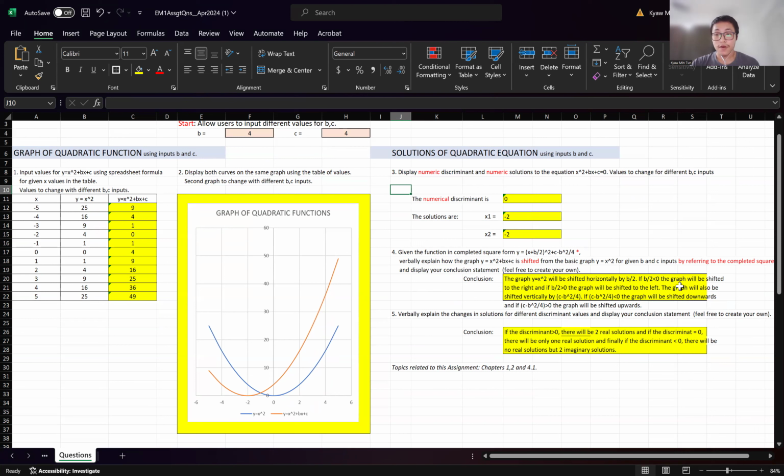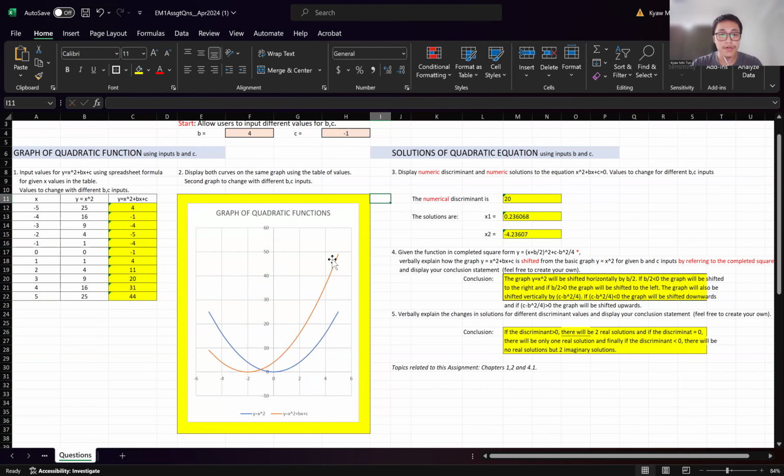The graph will also be shifted vertically, upwards or downwards, by the value of c − b squared/4. If c − b squared/4 is negative, then the graph will be shifted vertically downwards, and if c − b squared/4 is positive, then the graph will be shifted upwards. Let me show you an example in here.